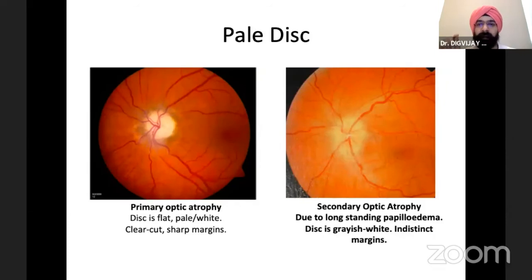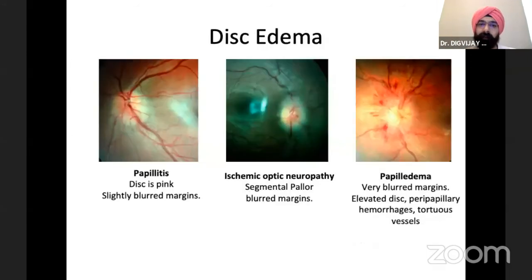Now, if you see a pale disc, there could be two reasons for it. Either it could be a pale disc with very distinct margins, a good looking optic nerve cup, and well defined vessels. This is known as primary optic atrophy, and this happens when there are primary diseases of the optic nerve. Then you could have a pale disc like the one on the right of the screen, where the margins are blurred, kind of dirty looking, sometimes grayish, the cup is obscured, and the vessels may be looking abnormal. This is secondary optic atrophy, and this happens when optic atrophy sets in after disc edema.